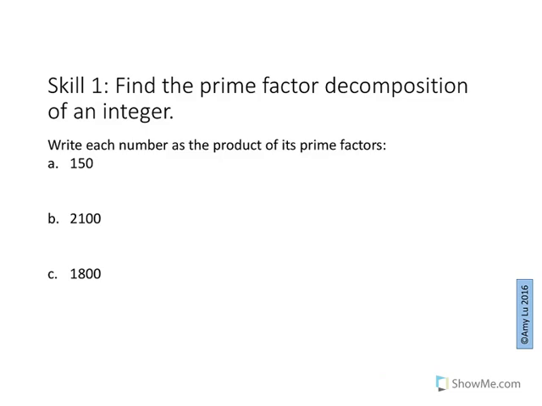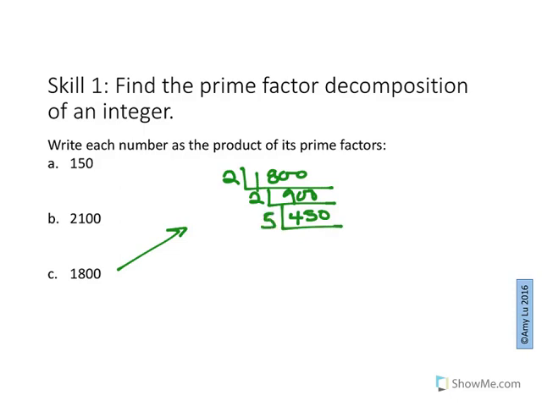Now for C, 1,800. I'm going to go ahead and divide this by 2. That leaves me with 900. I will divide this again by 2, and that will leave me with 450. I will divide this by 5, and that will leave me with 90. I'll divide this by 3, it'll leave me with 30. Divide that by 3, that'll leave me with 10. Divide that by 2, it'll leave me with 5.